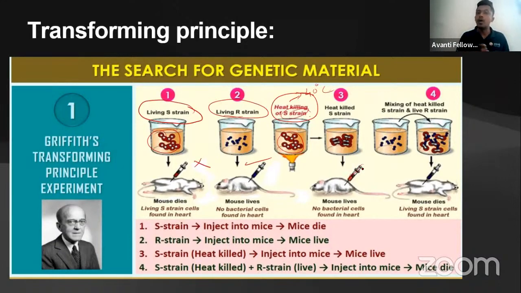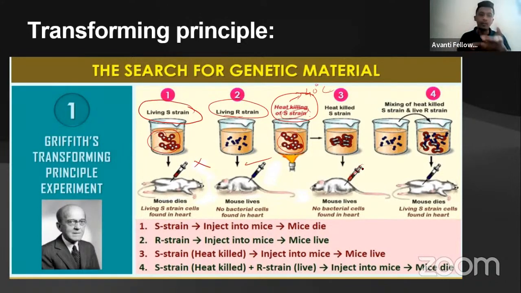What happened? When he heat killed the bacteria, certain proteins which were helping this bacteria to cause a disease got destroyed. Because when you increase the temperature, the protein gets denatured. Right? So when the destruction of this protein happened, this bacteria lost its capability to cause the disease. And finally, when it was injected, the mice lived. So this process of making an infectious bacteria into a non-infectious bacteria is called attenuation.